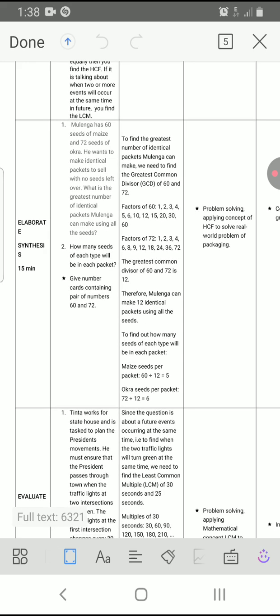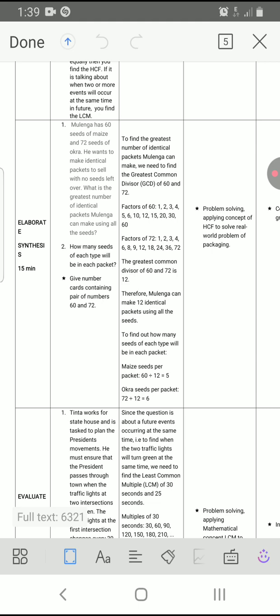So on the first one, we ask: Mlenga brings 60 seeds of maize and 70 seeds of okra. He wants to make identical packets to sell with no seeds left over. What is the greatest number of identical packets that Mlenga can make using all seeds? Our second question, how many seeds of each type will be in each packet?